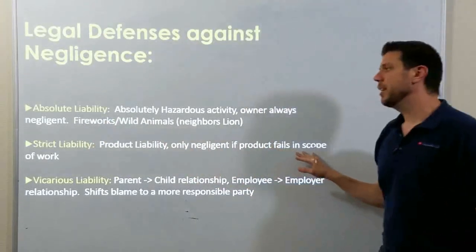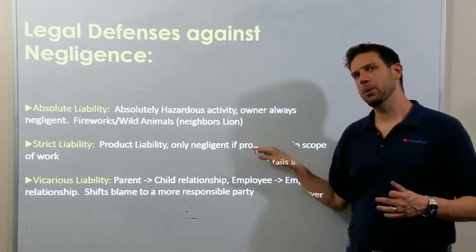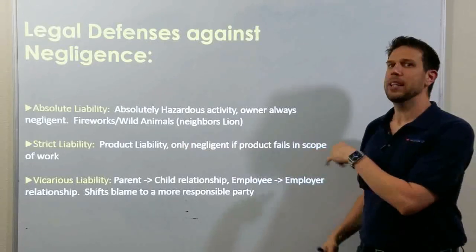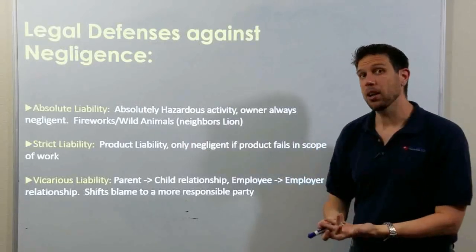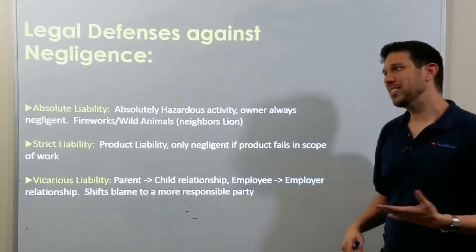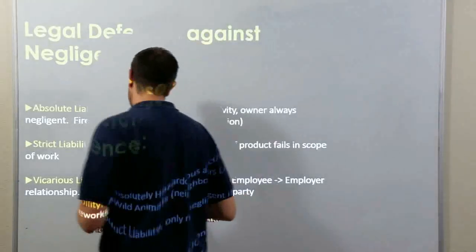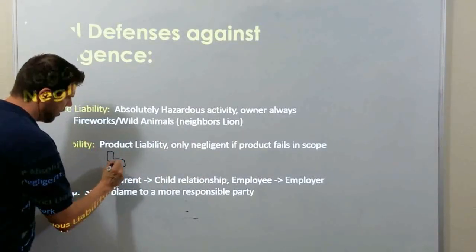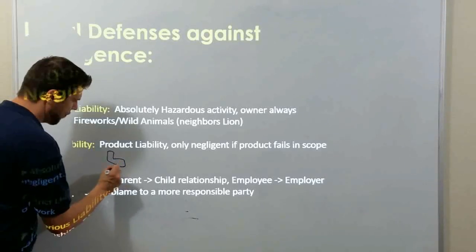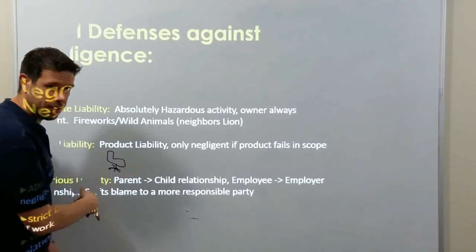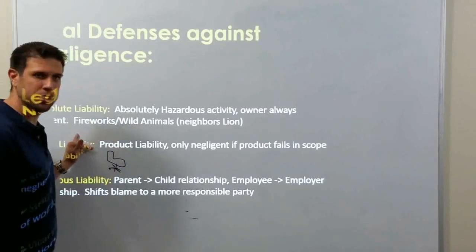Strict liability is product liability. This is what manufacturers get. Strict liability is where the product has to fail during its intended use. So for example, let's say you have a chair and the chair has rollers. You sit in the chair, it falls, breaks, you're covered, everything's cool.